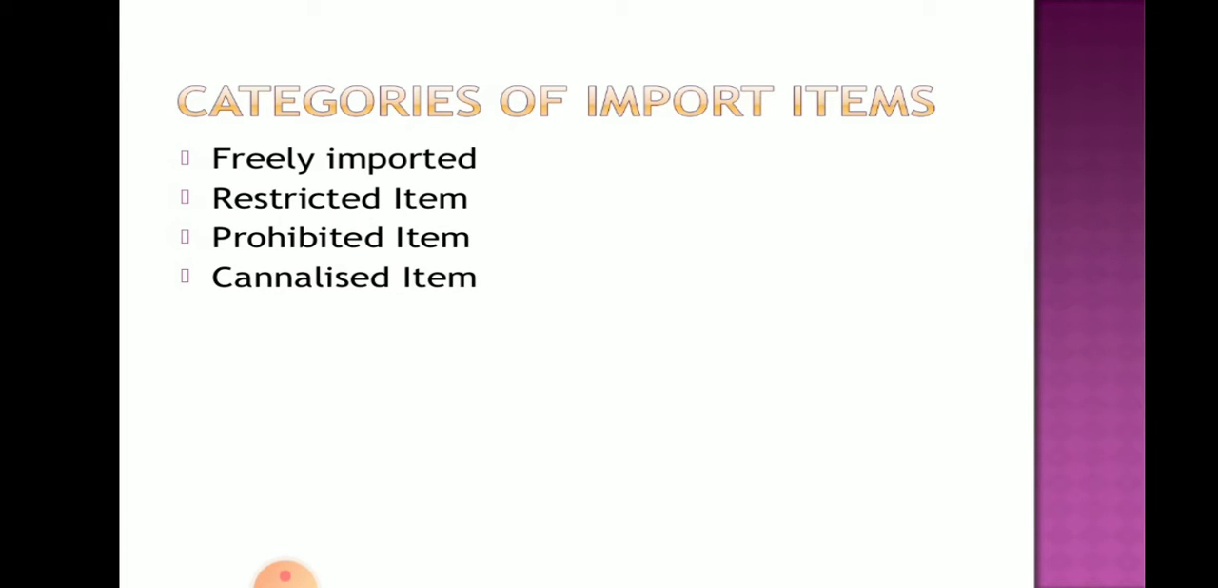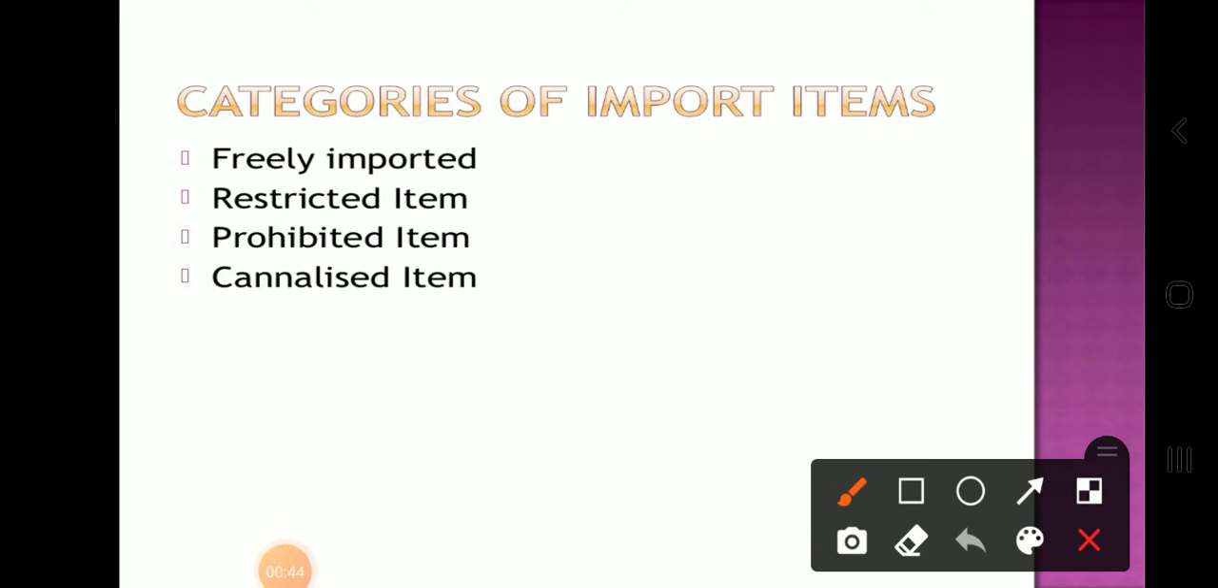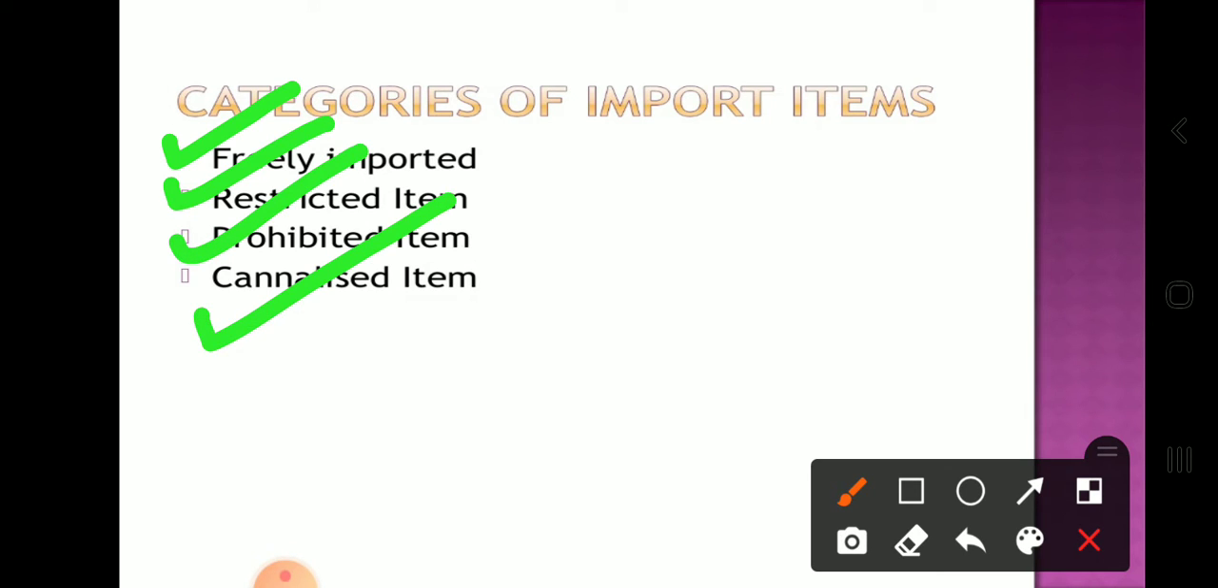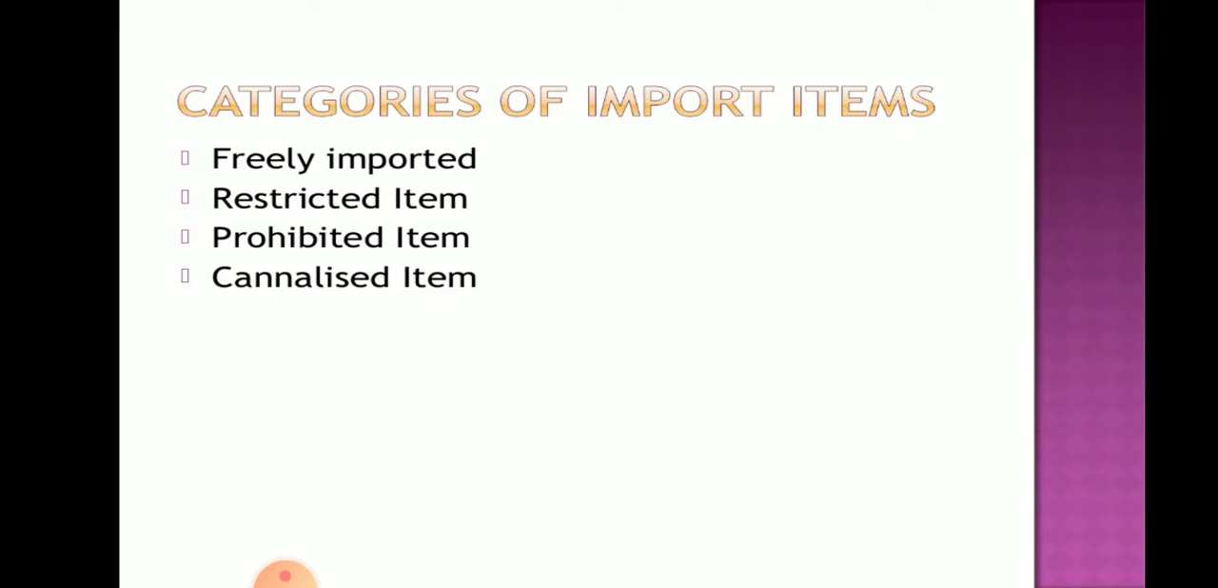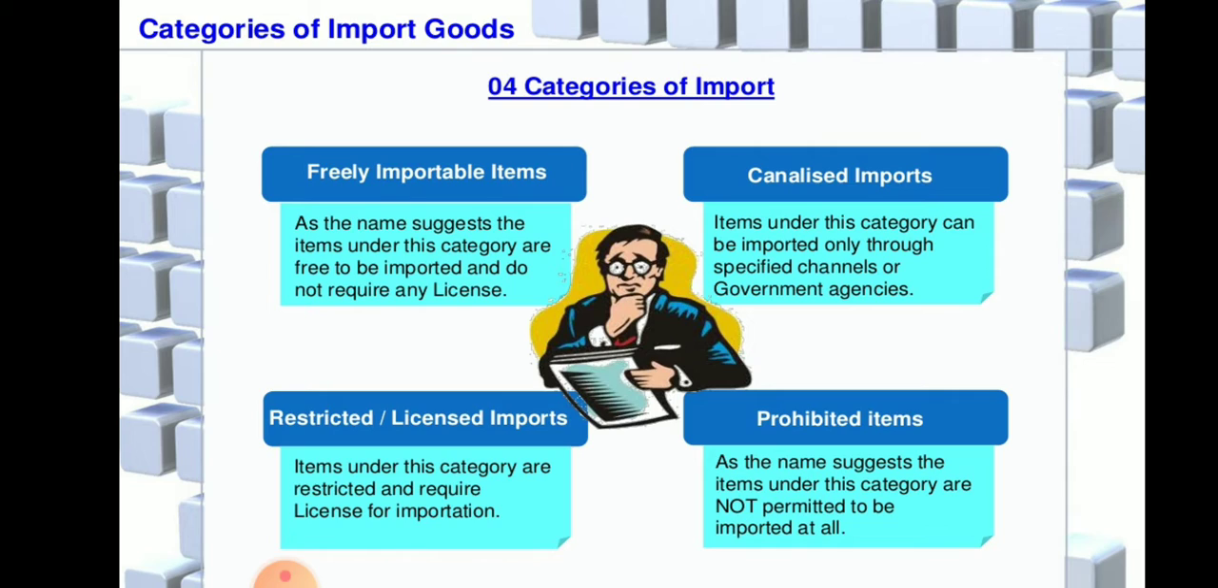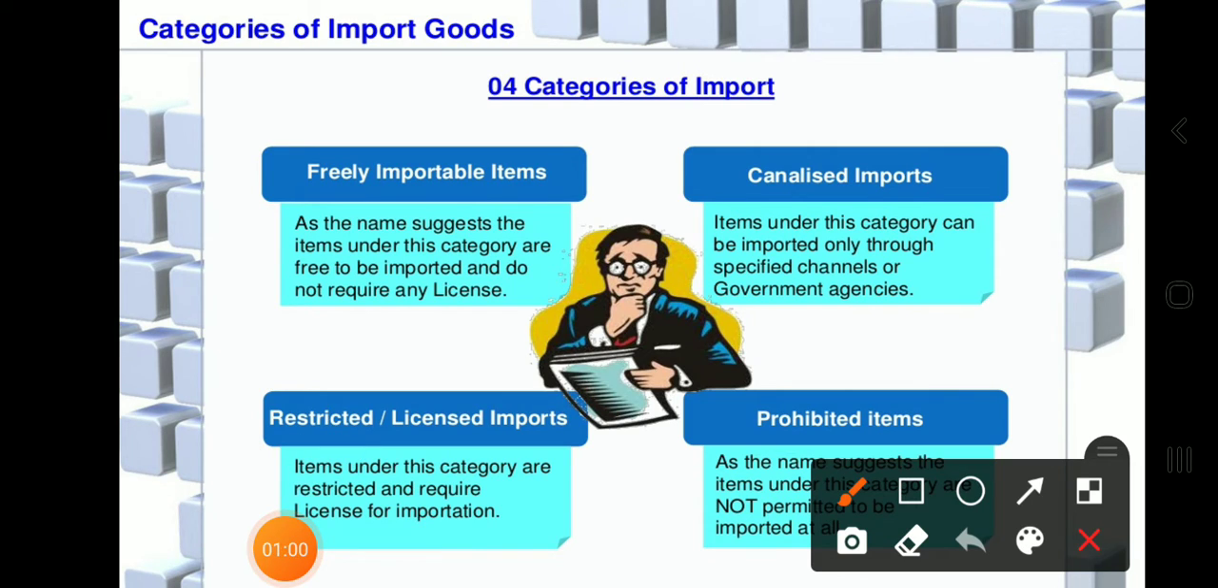Next, we have categories of import items. There are four categories of import items. First is freely imported, restricted item, prohibited item, and canalized items. These carry the literal meaning. Freely importable items are free to be imported and do not require any license. Canalized imports means the items under this category can be imported only through specified channels or government agencies.